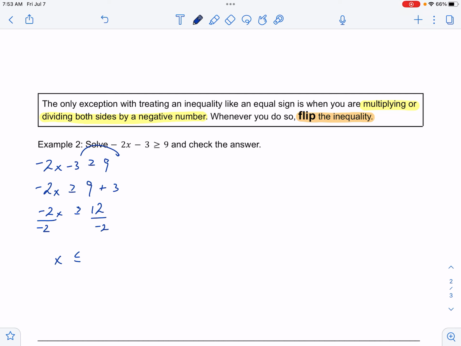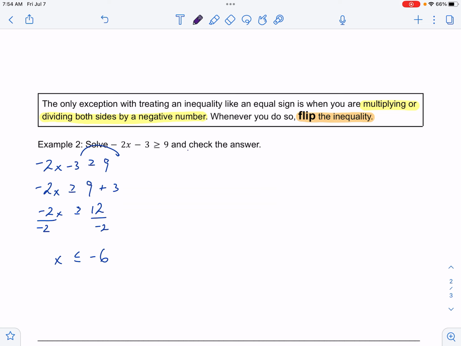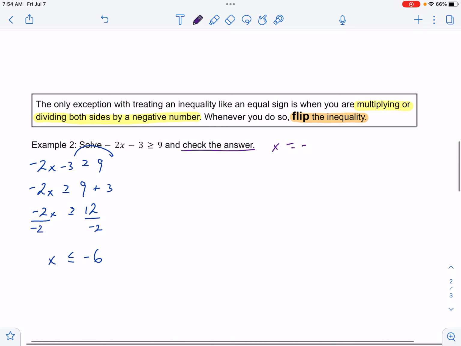12 is greater than, 12 divided by negative 2 is negative 6. So my answer is negative 6. Now I'm being asked to check my answer. So let's use that x is negative 8. Negative 8 fulfills that condition of being less than or equal to negative 6.